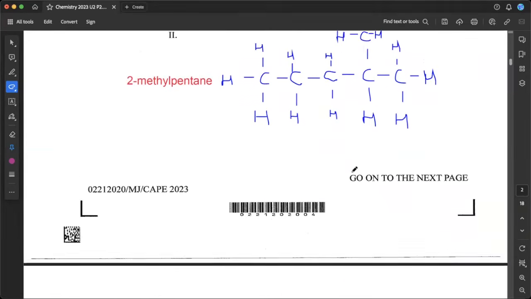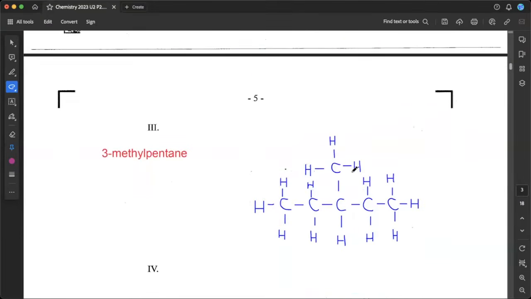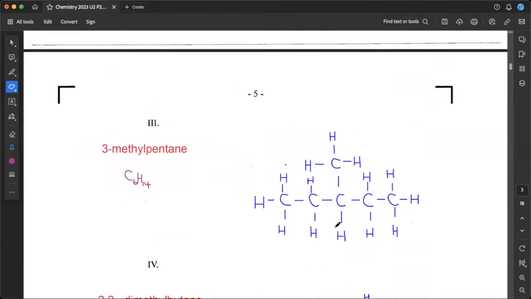Moving along to the third isomer, I can still have my long 5 carbon base chain here, but then I'm going to shift the methyl group to the next carbon. So now I have my methyl group on the third carbon. So this is 3-methylpentane. Again, the formula is still C6H14, but the way I've structured it is different, so it's a different compound.